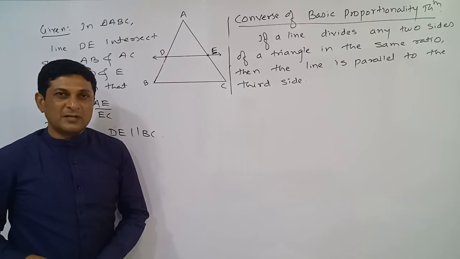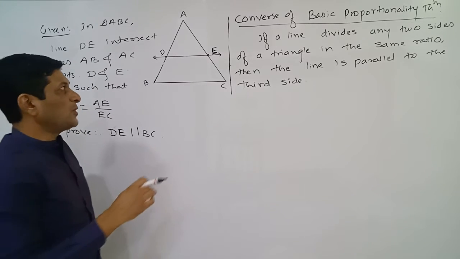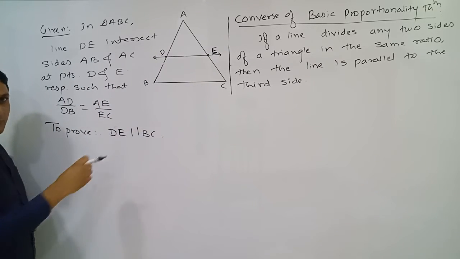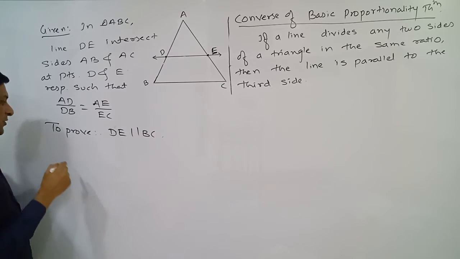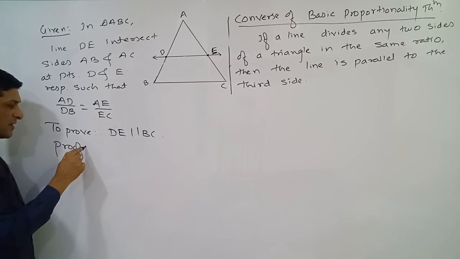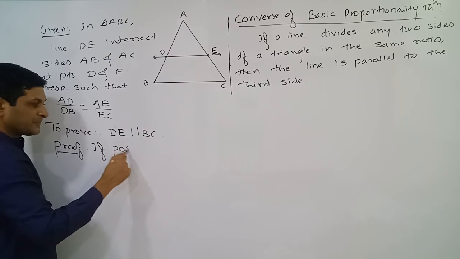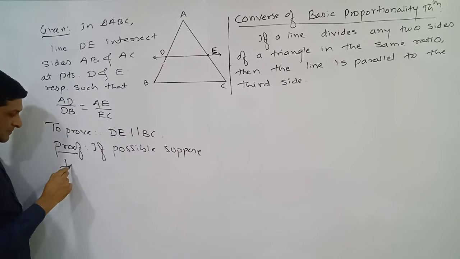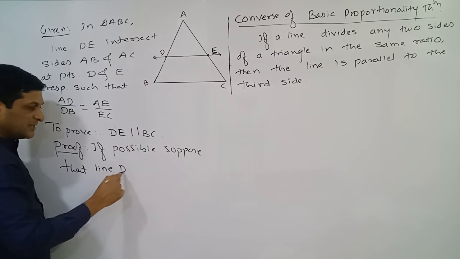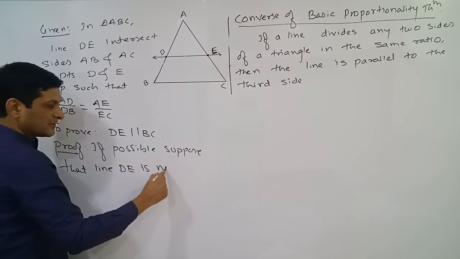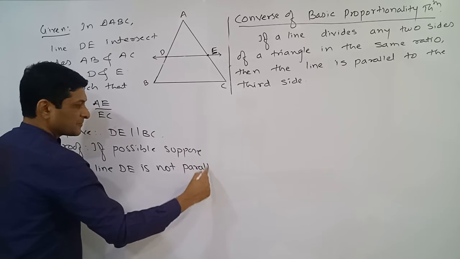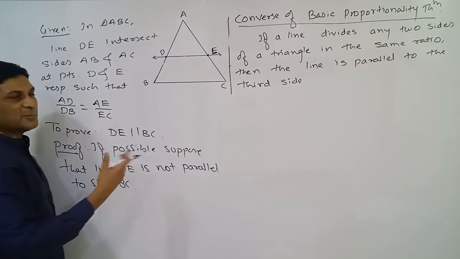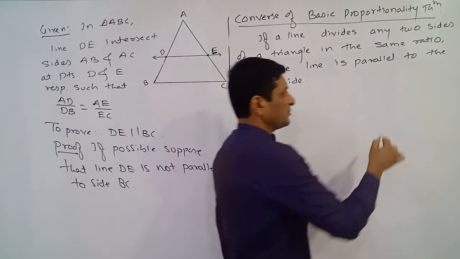To prove this, we are using the contradiction method. So if possible, suppose that line DE is not parallel to BC. We have to prove that DE is parallel to BC, but we are supposing that DE is not parallel to BC. So let us try to prove it using the contradiction method.